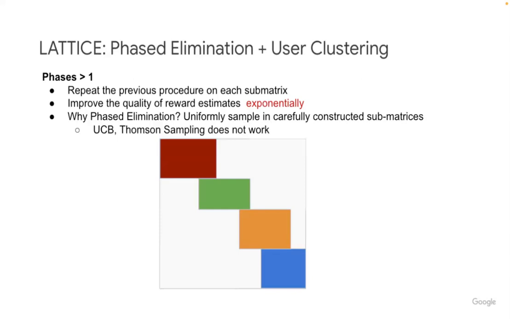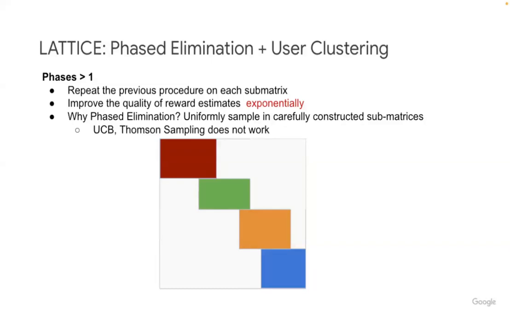As I mentioned before, more generally, in the algorithm, we might have several carefully constructed submatrices of the true reward matrix. And what we do is to do exactly what we did in phase 1 for each of these carefully constructed submatrices. The only difference is the quality of the estimates increases exponentially with the phase index, which means that the length of the phases are growing longer.